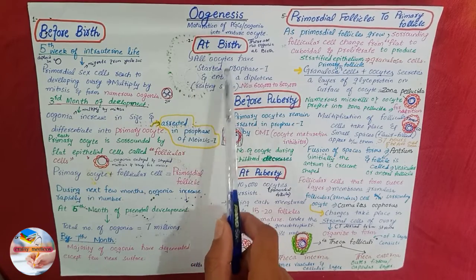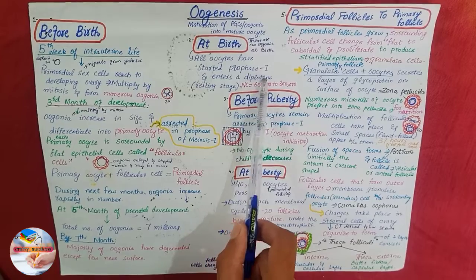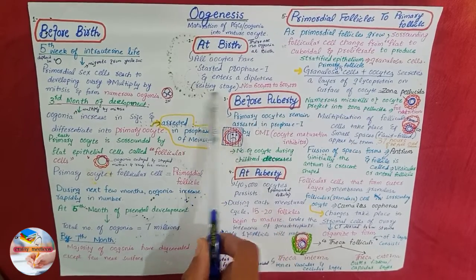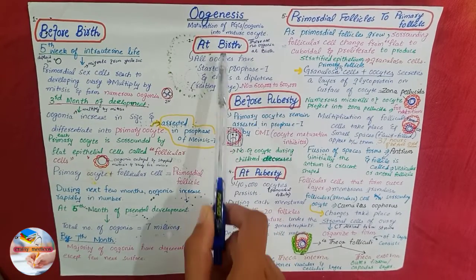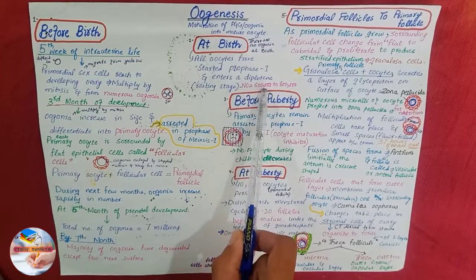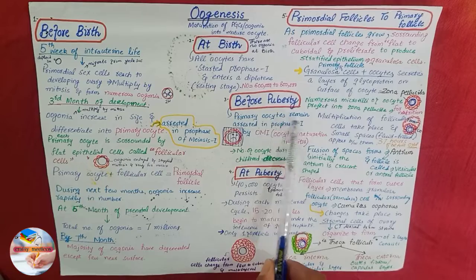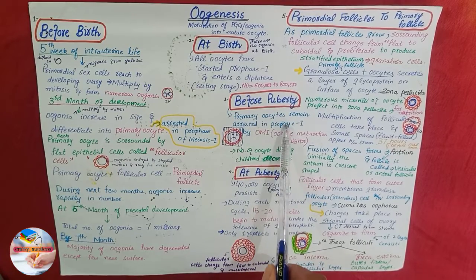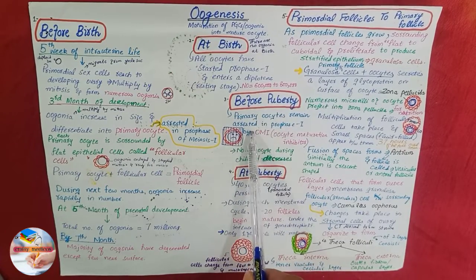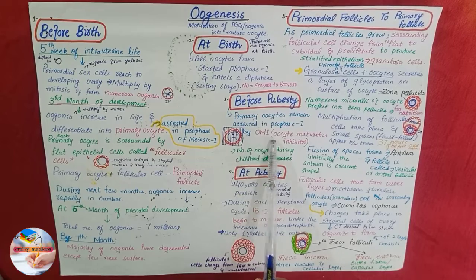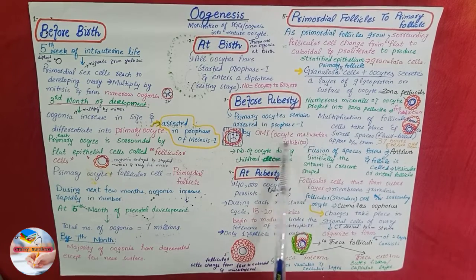Then all the oocytes are arrested in the diplotene phase of prophase 1, which is the resting phase. The number of primary oocytes at birth is about 6 to 8 million. Before puberty, primary oocytes remain arrested in prophase 1 by a specialized substance that is secreted by the follicular cells, which is called the oocyte maturation inhibitor.